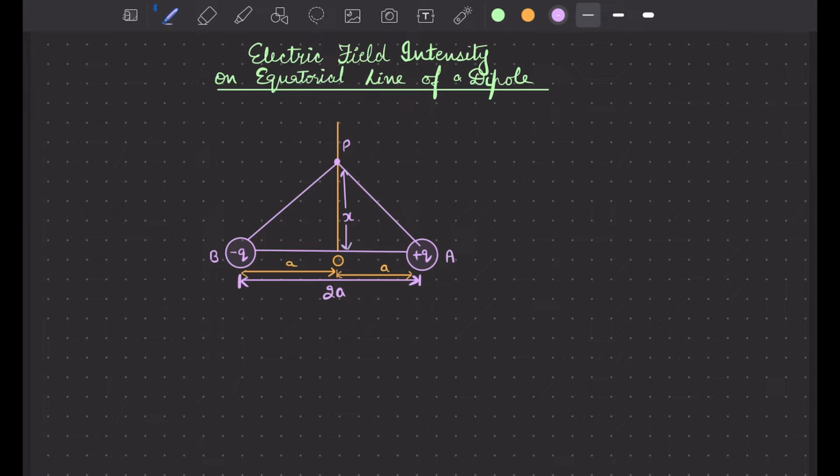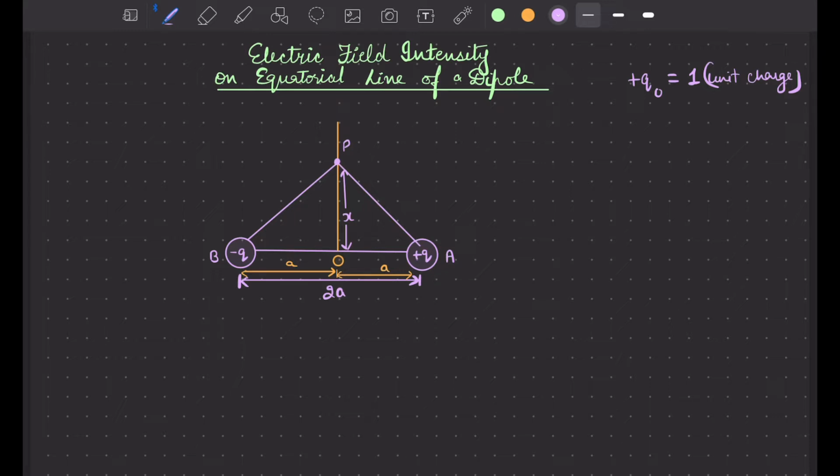This is the perpendicular distance of point P, and point P is the point of observation where a unit positive test charge q naught is lying. As we have taken a unit positive test charge, unit indicates the magnitude of the test charge is 1, and we have taken a positive test charge over here, and the word test charge indicates that the electric field of the test charge is not interfering with the electric field of the dipole.